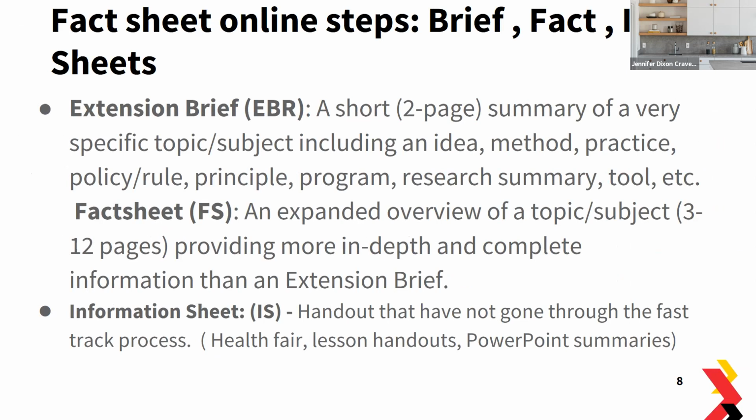When I first started with the university, I came with a lot of fact sheets that I had done at another university, that I had done during my internship time when I was going through my dietetic training. And so we would always have handouts for health fairs, lessons, PowerPoint summaries, and different things like that. So I had a lot of information sheets, but I wasn't aware of the fast track process as it relates to transferring my information sheets into fact sheets. So I had to change the title of about 20 documents to reflect that they were just information sheets and handouts.